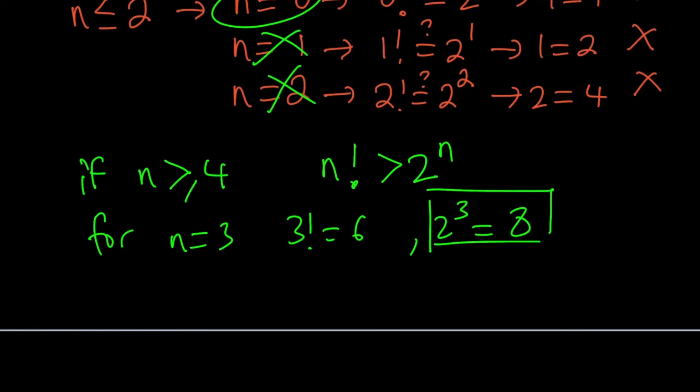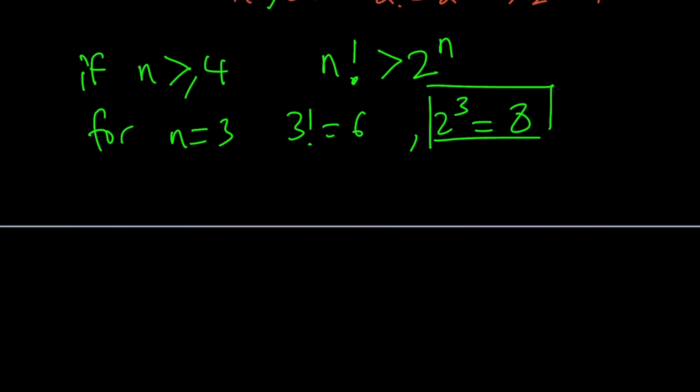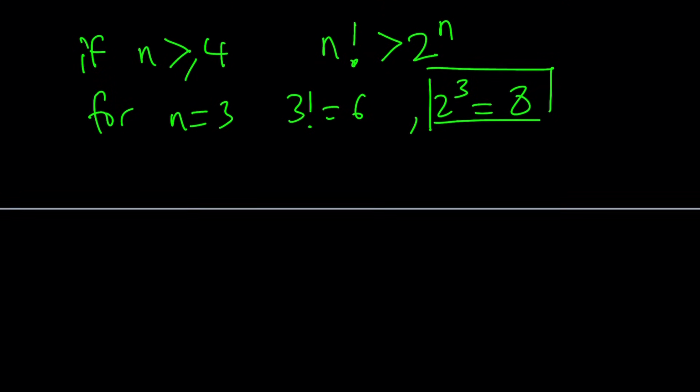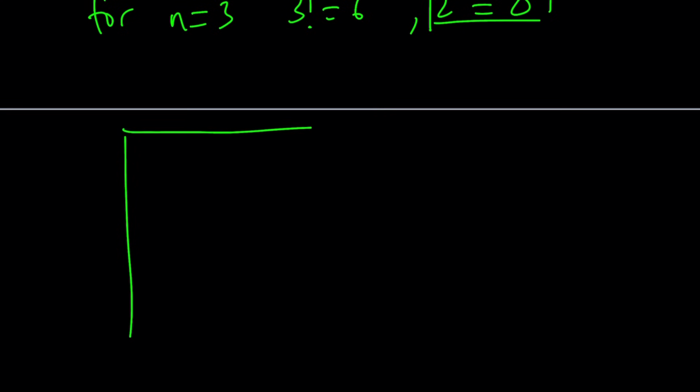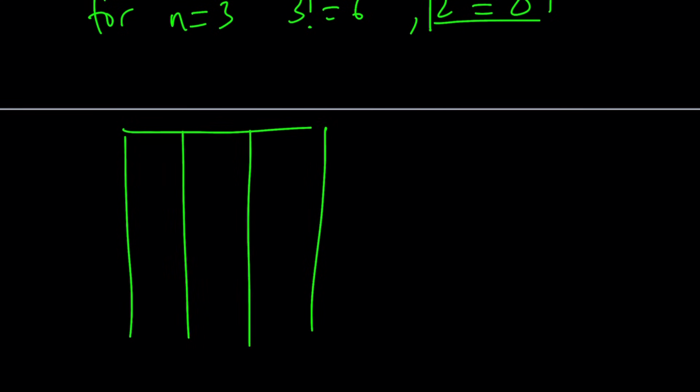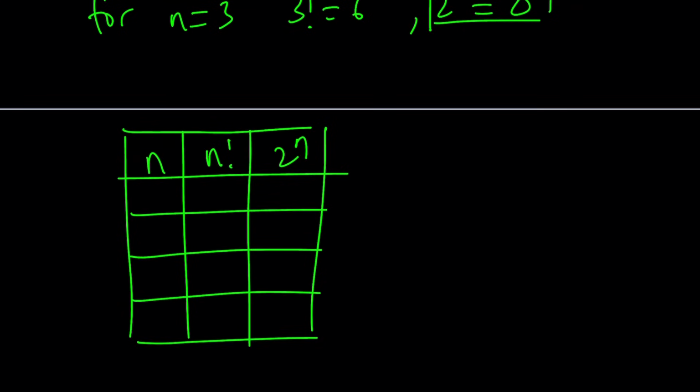Okay? But as soon as you hit 4, you're going to notice that the factorial is going to get bigger and bigger. So I'm going to go ahead and show you a table, and I'll show you what that looks like. So we're going to have 3 columns. We're going to have n, n factorial and 2 to the power n to be able to compare these values. We already know the smaller values, so let's go ahead and use some larger values. How about using 3, 4, 5, 6, and 7?